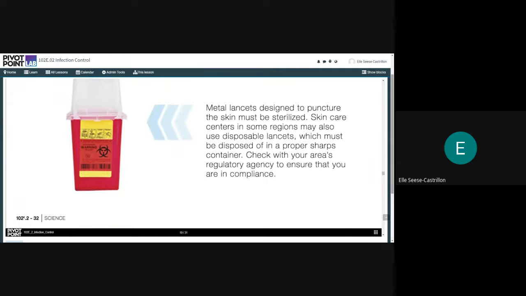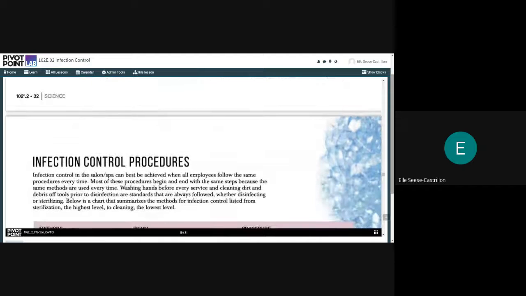Metal lancets designed to puncture the skin must be sterilized. Skincare centers in some regions may also use disposable lancets, which must be disposed of in a proper sharps container, like you see on the left side here. Check your area regulatory agency to ensure that you are in complete compliance.